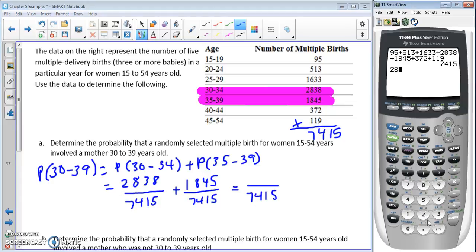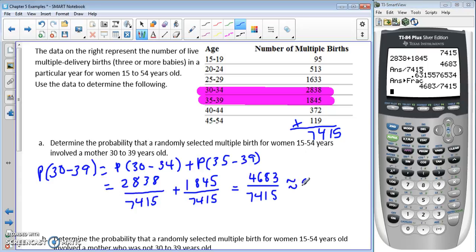So 2838 plus 1845. So 4683 divided by 7415. I'm going to do math, enter, just to make sure that doesn't reduce, and it doesn't. So our decimal approximation there is 0.6316. So we're going to round up there since the digit after that is 5 or greater.